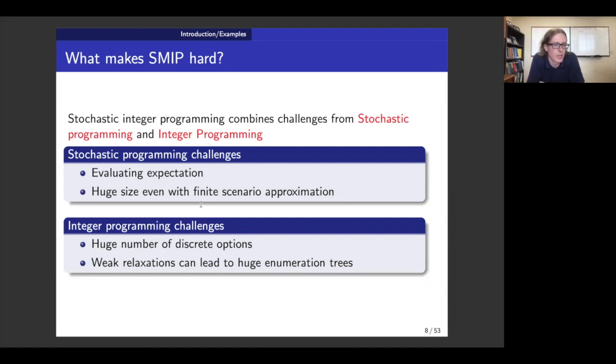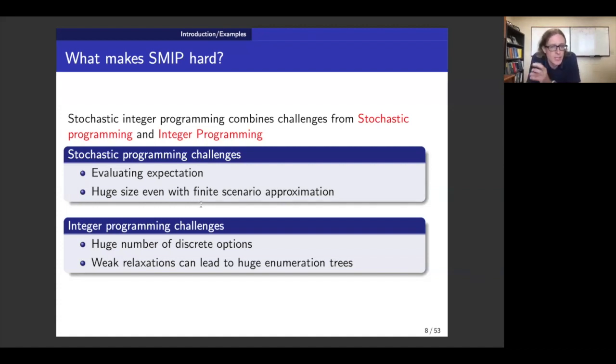So on the stochastic programming side, you have this expected value that showed up in the objective function. And even evaluating an expected value is a hard problem. It's a multidimensional integration problem in general. Even if you have a finite scenario approximation, which we'll talk about as being a common methodology, it might be a very, very large number of things that you have to evaluate.